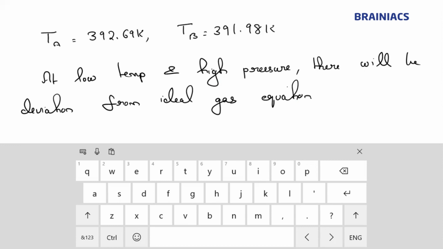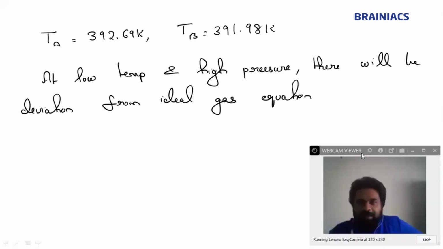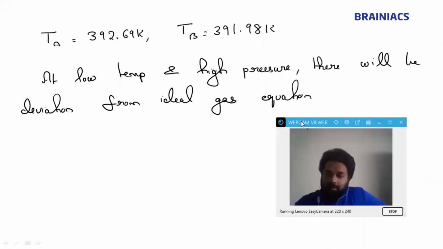The difference is because gases obey the ideal gas equation only at high temperature and low pressure. Moderate temperature and moderate pressure will also be okay. But if the temperature is very low and the pressure is very high, in all these situations it will deviate from the ideal gas equation. That is the reason we are getting this.